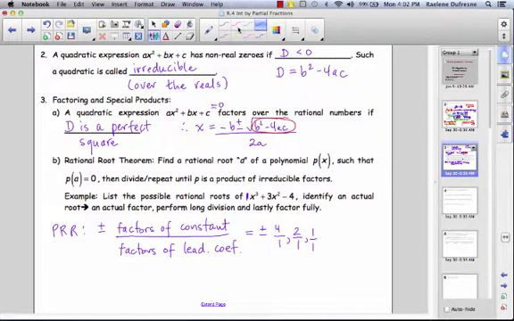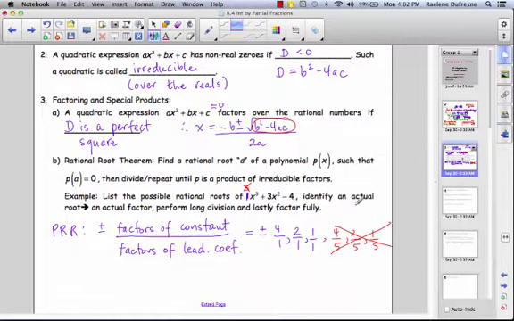Let's say that the leading coefficient was 5, for example. We could have 4 over 1, 2 over 1, 1 over 1, or we could have 4 over 5, 2 over 5, or 1 over 5. But in the case of a leading coefficient of 1, we only have one possible denominator.